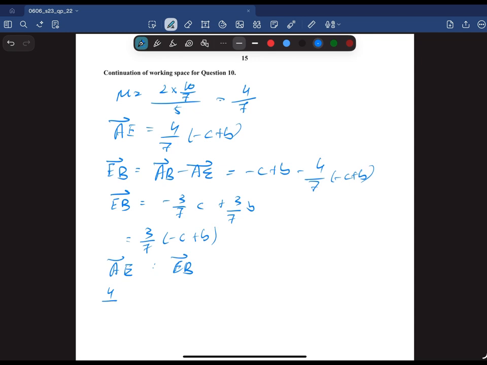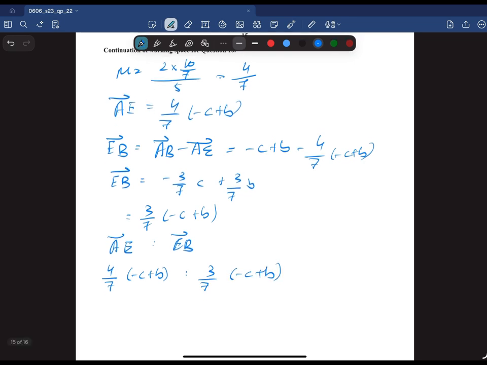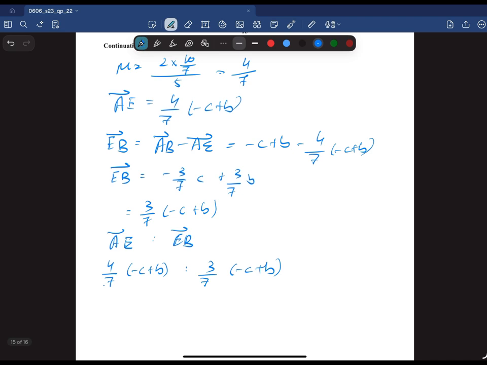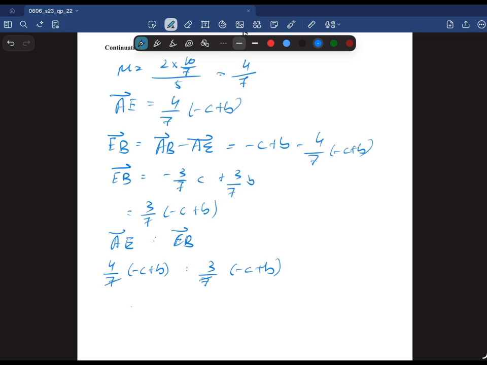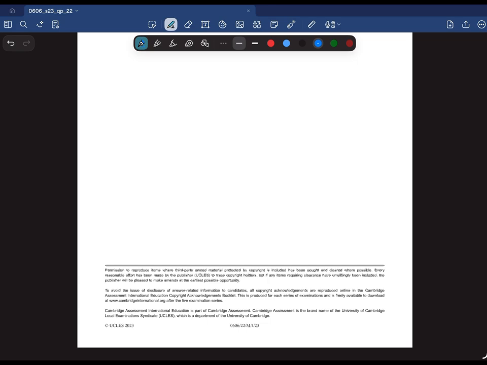So 4 upon 7 times minus c plus b, ratio 3 upon 7 times minus c plus b. You can make out that AE ratio EB is equal to 4 ratio 3. And yeah, there you go.